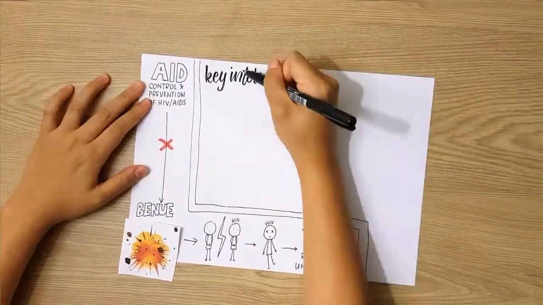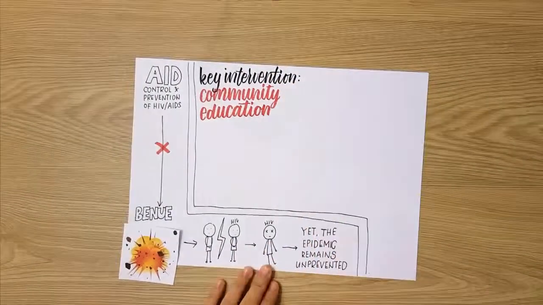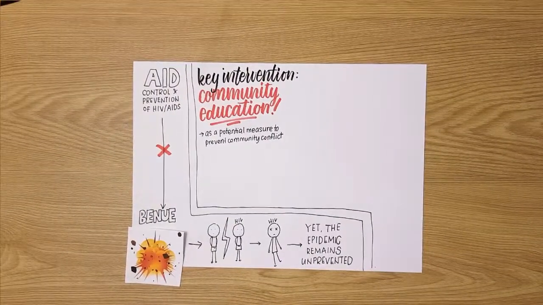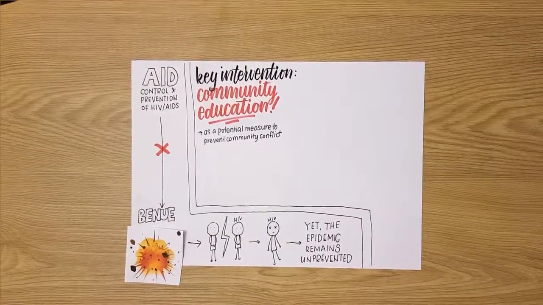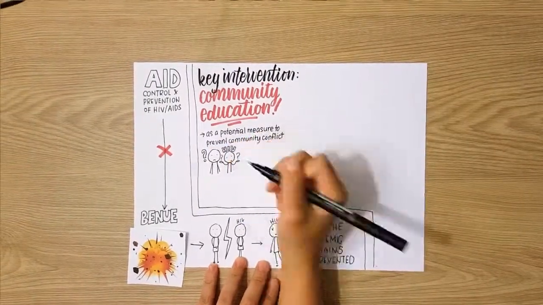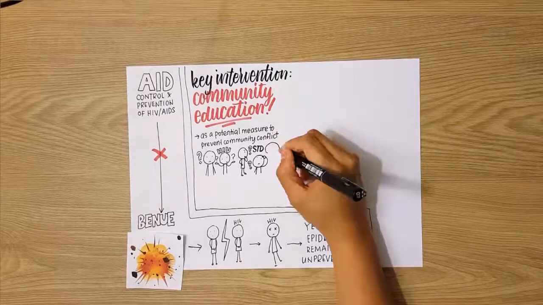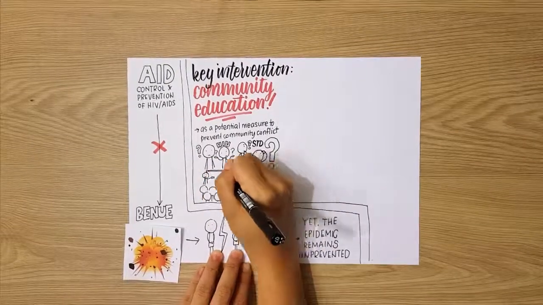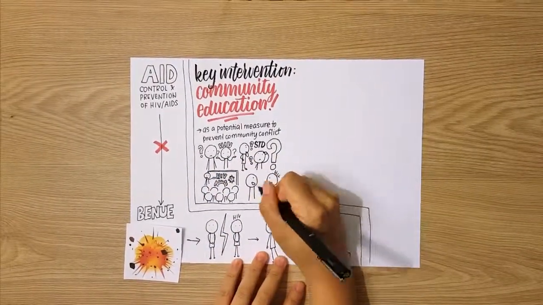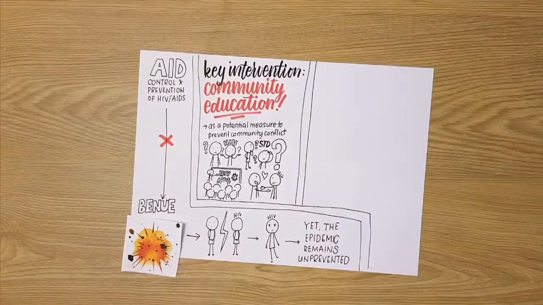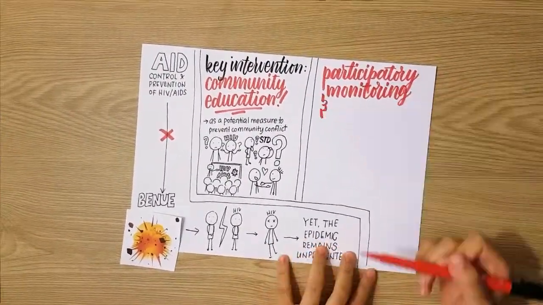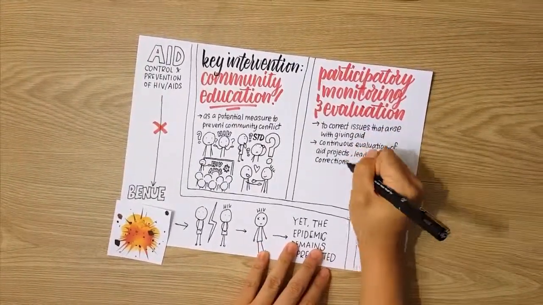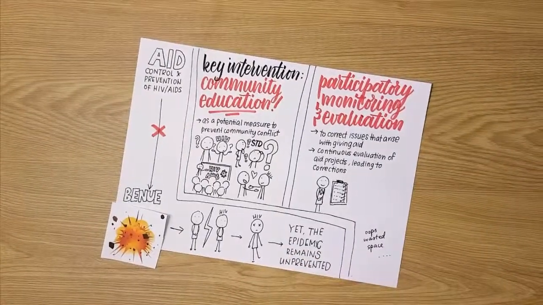Because of this conflict, potential measures to prevent community conflict have been investigated. A key intervention is community education on HIV and AIDS, as research has shown that many people in the Benue region had little or incorrect knowledge of the disease and a lack of education on how HIV or other STDs can be spread. These education programs not only help to educate the population about the prevention of the spread of HIV, but also help build trust within the community. In addition to community education, participatory monitoring and evaluation is also important in correcting issues that arise with giving aid. This allows continuous evaluation of aid projects with feedback leading to corrections.